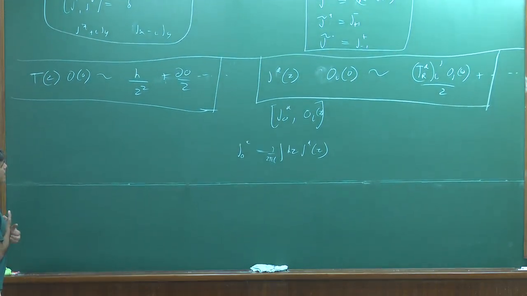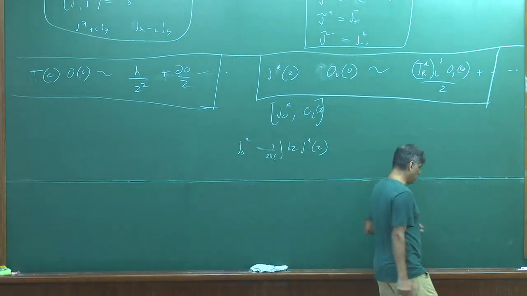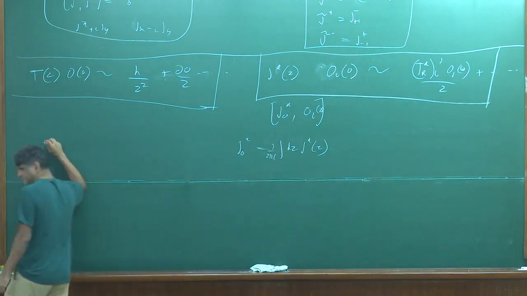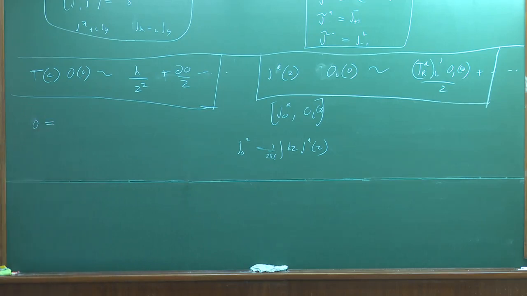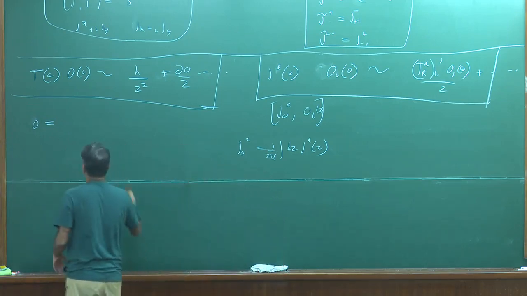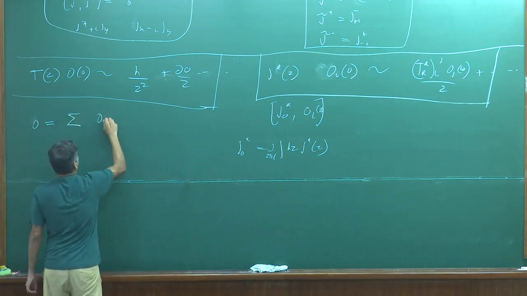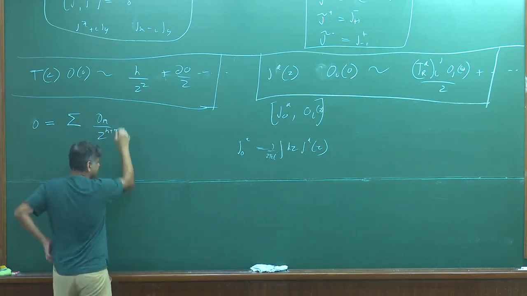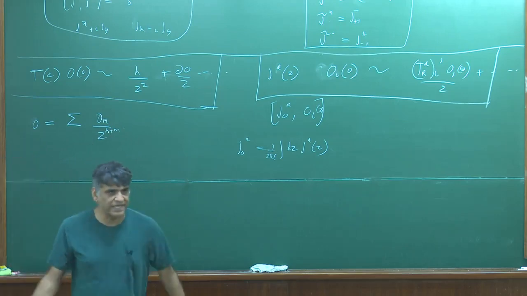In order to see that, what we do is the following. We take this O, whatever it is, let's say that O has some dimension h. We don't yet know what this dimension h is, but we take this O and we expand it in the usual way. So we expand it as O_m by z to the power h plus m. So O of z is expanded in this way.